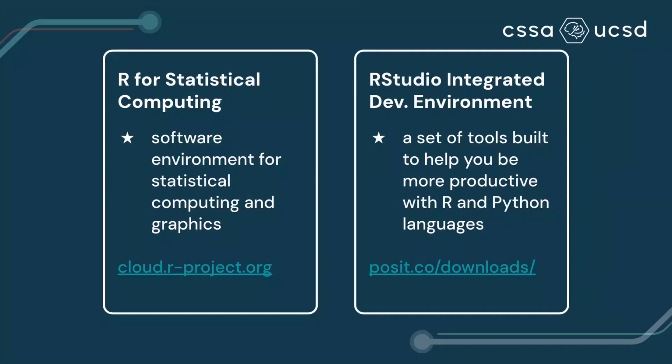So R is a programming language specifically used for statistical computing. It's a software environment for statistical computing and graphics. And we're going to download it at this link right here, but not quite yet. Before we do that, I'm going to explain R Studio, which is the IDE that we're going to be using to work with R. R Studio is just a set of tools built to help you be more productive with R and Python. So R is a programming language, and R Studio is the environment that will be interacting with R.